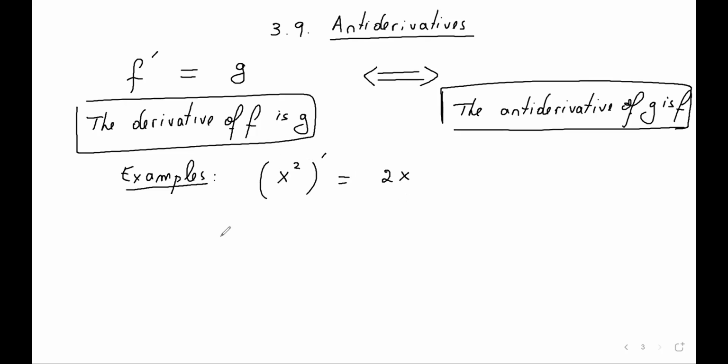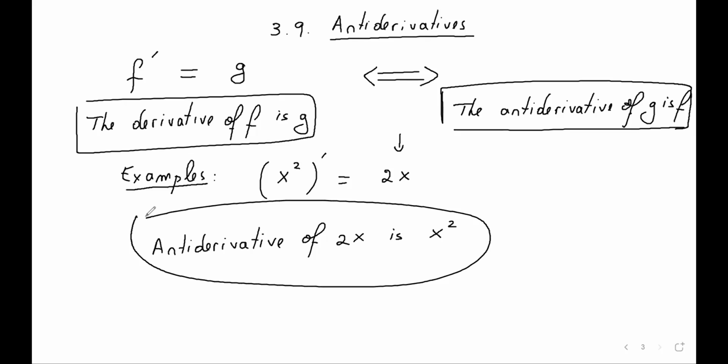To write this as an antiderivative, we start from here with this guy. We say the antiderivative of 2x is x squared. The antiderivative of 2x is x squared. And that is the way to read this over here: the antiderivative of what we have on the right side equals the one we started from on the left side.